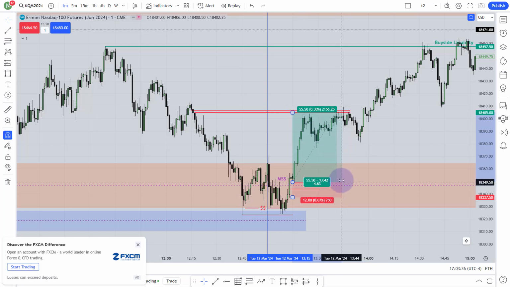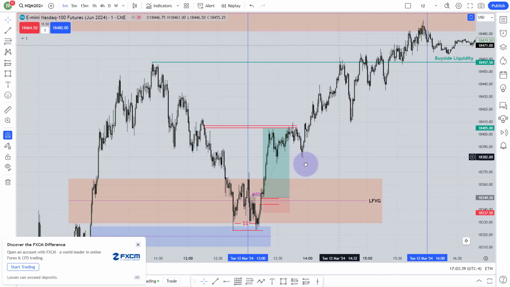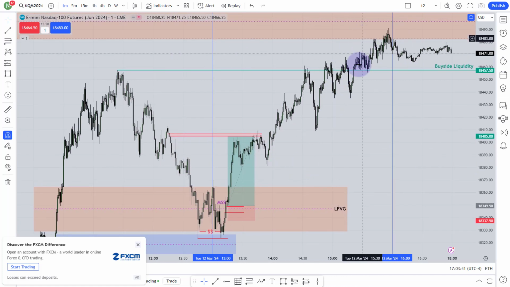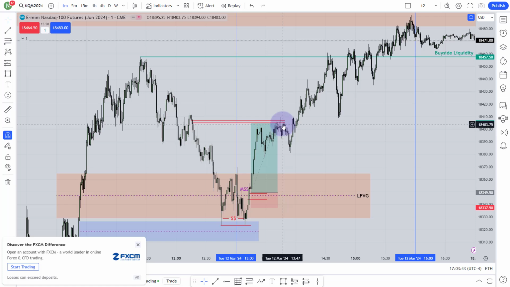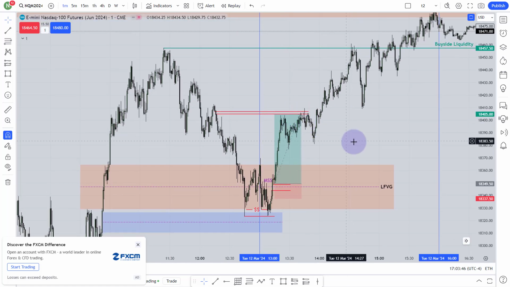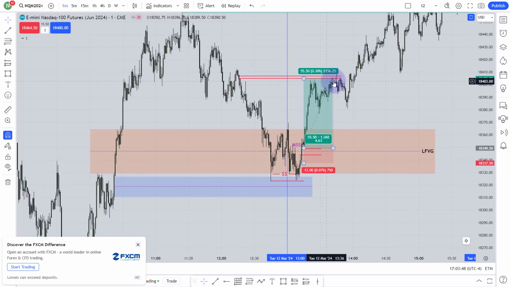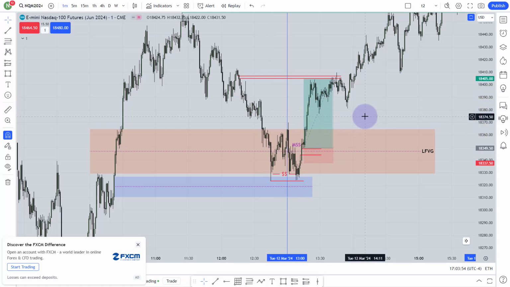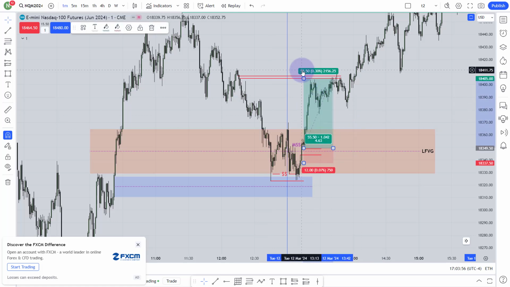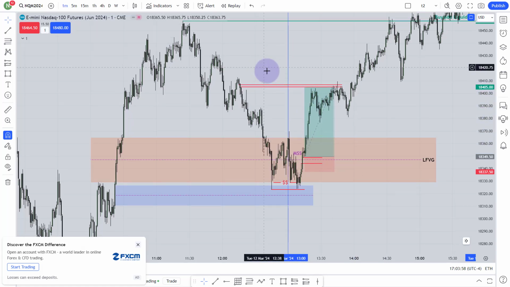Okay, now it's kind of a 55 handle. Brother, I can easily tell you to hold it until here, but I want to show you the logic. That's why I told you this is the most logical place where you can put your target. This is a 55 handle, not a small handle with this setup, right? So you can go for that 55 handle.